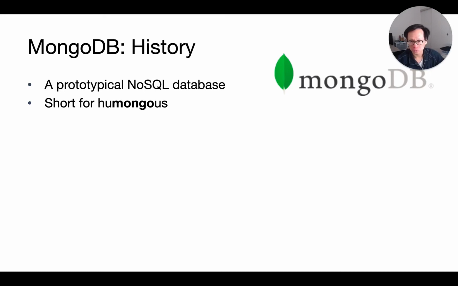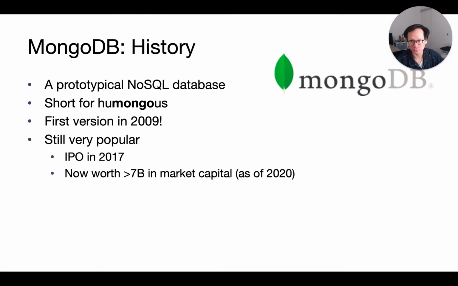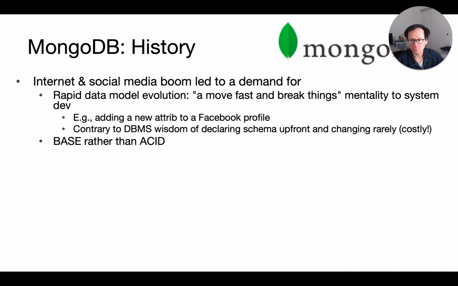In this class, we will use MongoDB as an example JSON store. Mongo was first started in 2009 and has been one of the most widely used JSON document stores since then. Mongo was first designed as part of the NoSQL movement to support web applications. It implements BASE, as we talked about earlier.